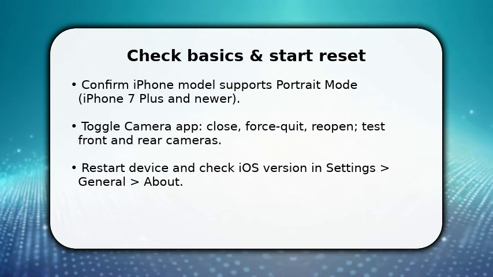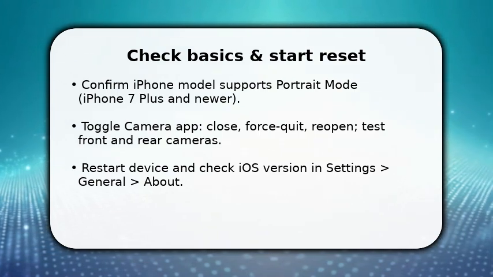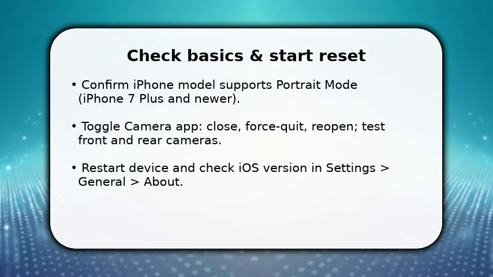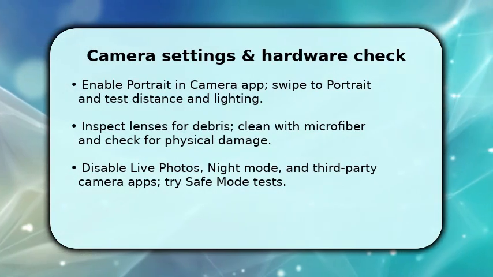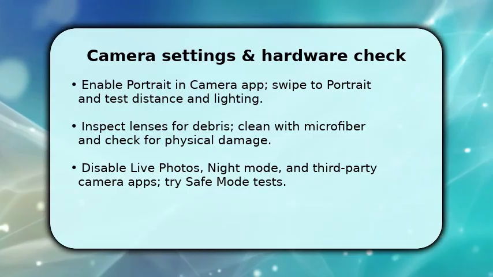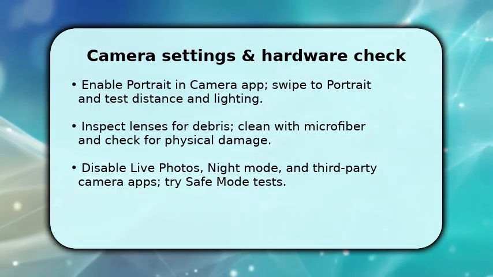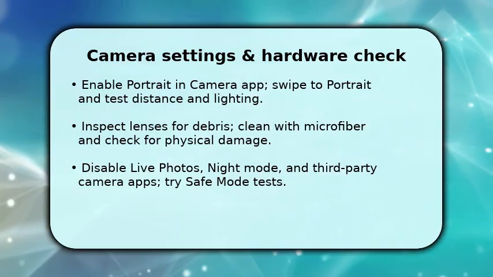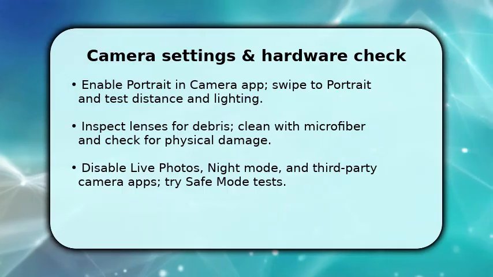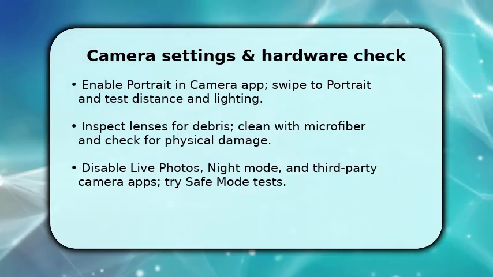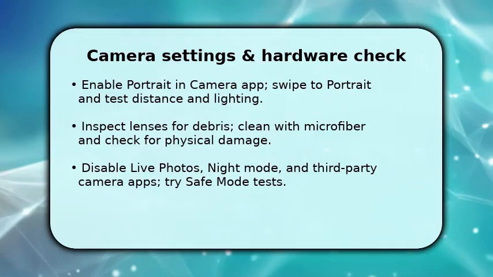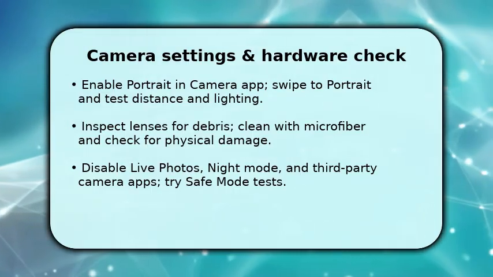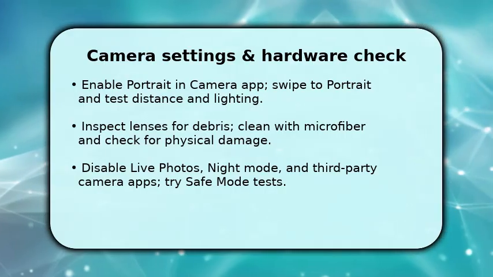Now you dig into camera settings and hardware. First, open camera and explicitly swipe to portrait, then test at typical portrait distance, about 4 to 8 feet, and in good light because depth algorithms need contrast. Next, physically inspect and gently clean the lenses. Grime or a scratch can break depth sensing. Once done, disable live photos and other modes that conflict with portrait and temporarily avoid third-party camera apps.